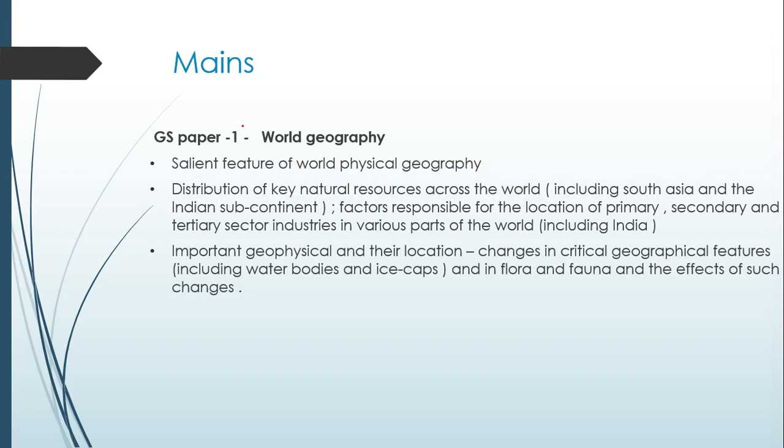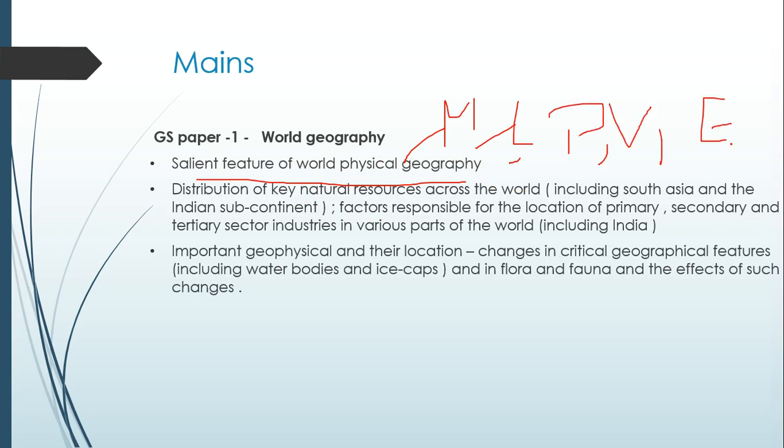So the main syllabus of GS paper 1 is salient features of world physical geography, that is mountains, lakes, plateaus, volcanoes, earthquakes, this physical section. Then the distribution of key natural resources across the world, in that topic, that is coal, ore resources, iron ore, petroleum.